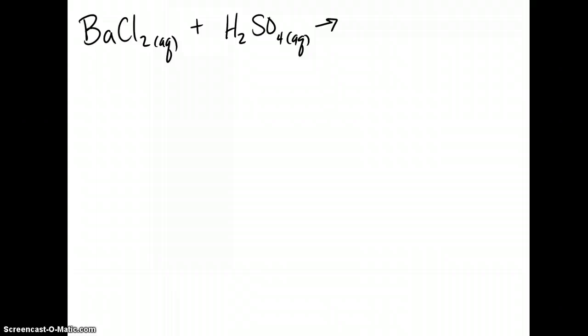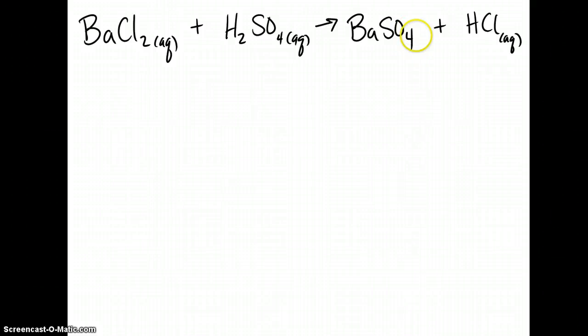All right, so what you should have is products that look like this. We have barium sulfate and hydrochloric acid. Hopefully all of you also took the time to figure out which one of these is going to be a precipitate. You notice that from your charts, a sulfate is soluble except for when it bonds with barium. So this would be a solid, so you would expect that to be the precipitate.